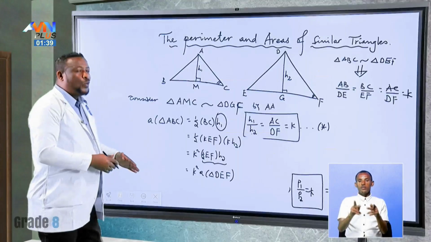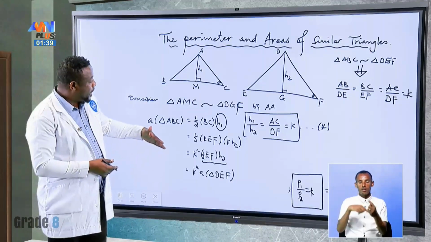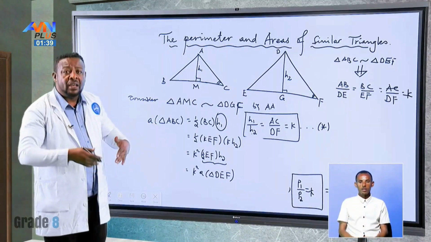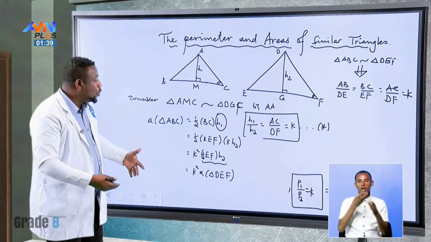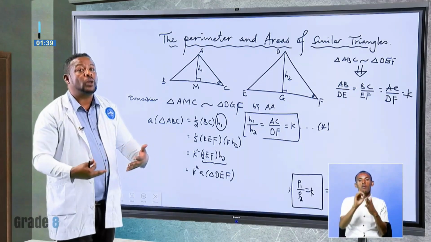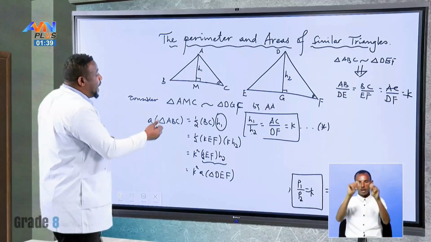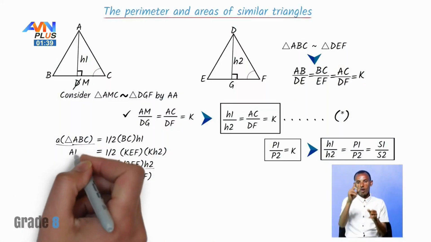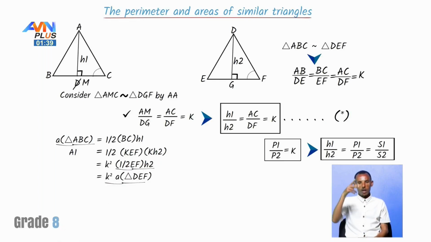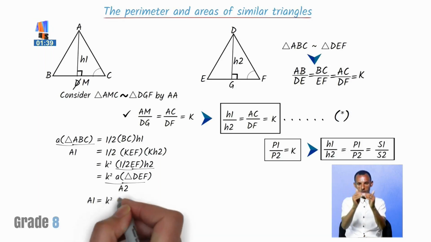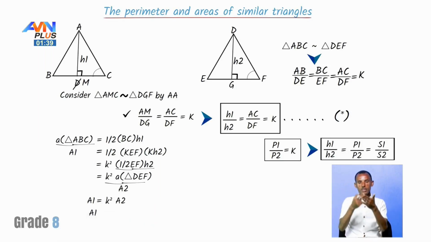Okay, now from this, we are able to develop a relationship between the areas of the two triangles, right? That means the area of one triangle, call it A1, is K squared times the area of the other triangle, say A2. So A1 is equal to K squared times A2. This implies A1 by A2 is K squared.